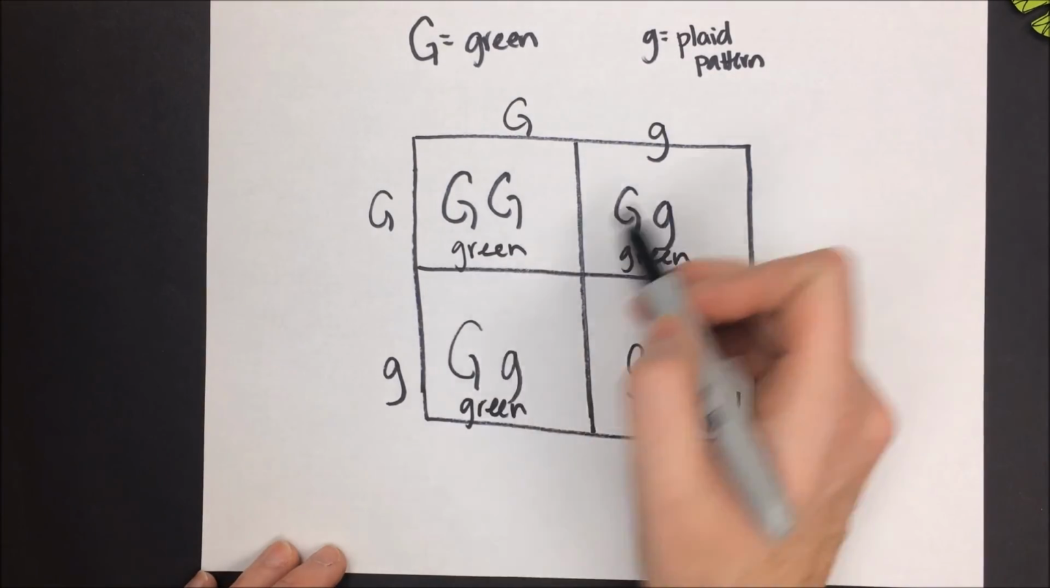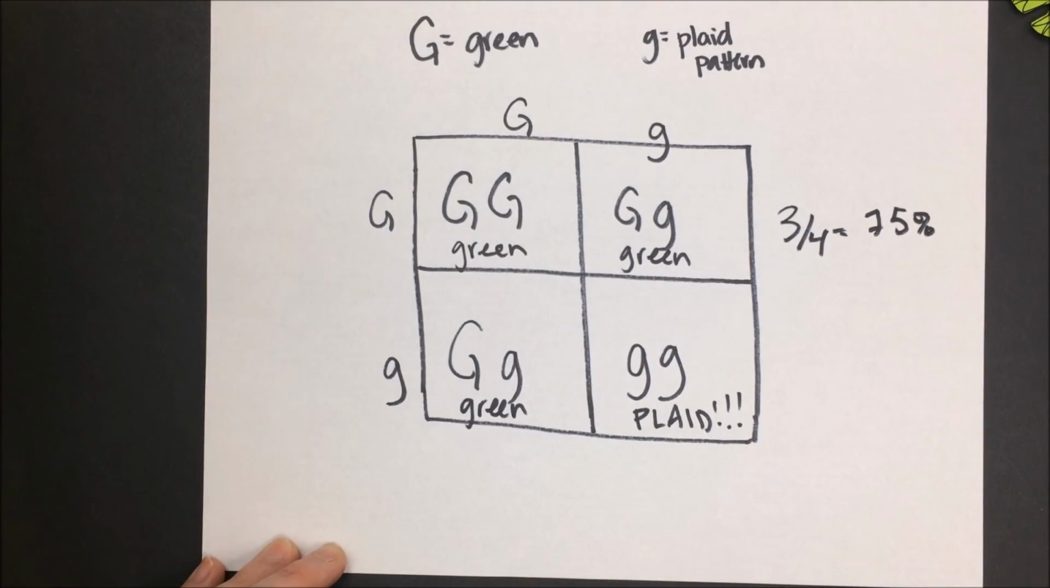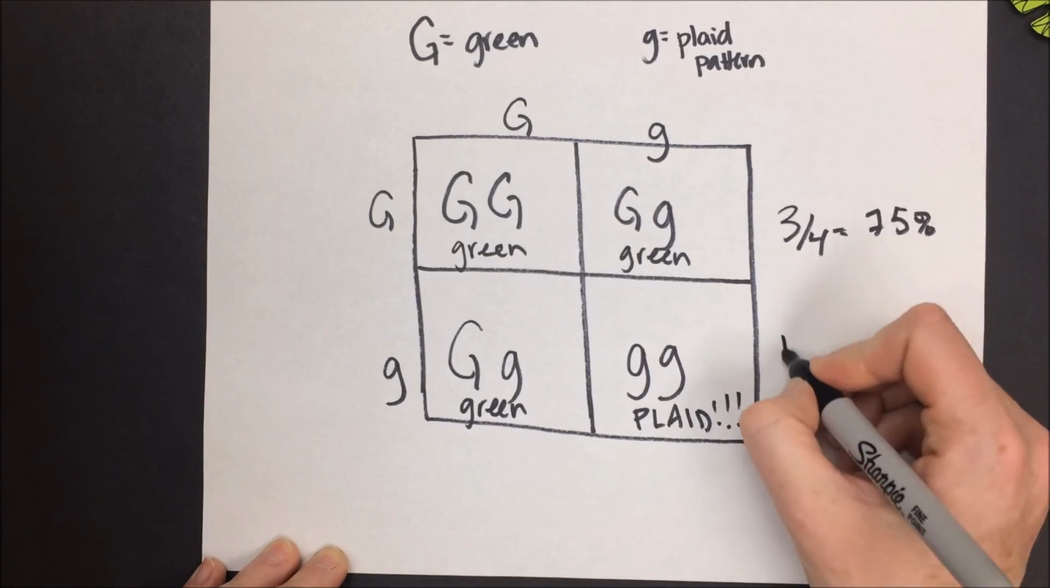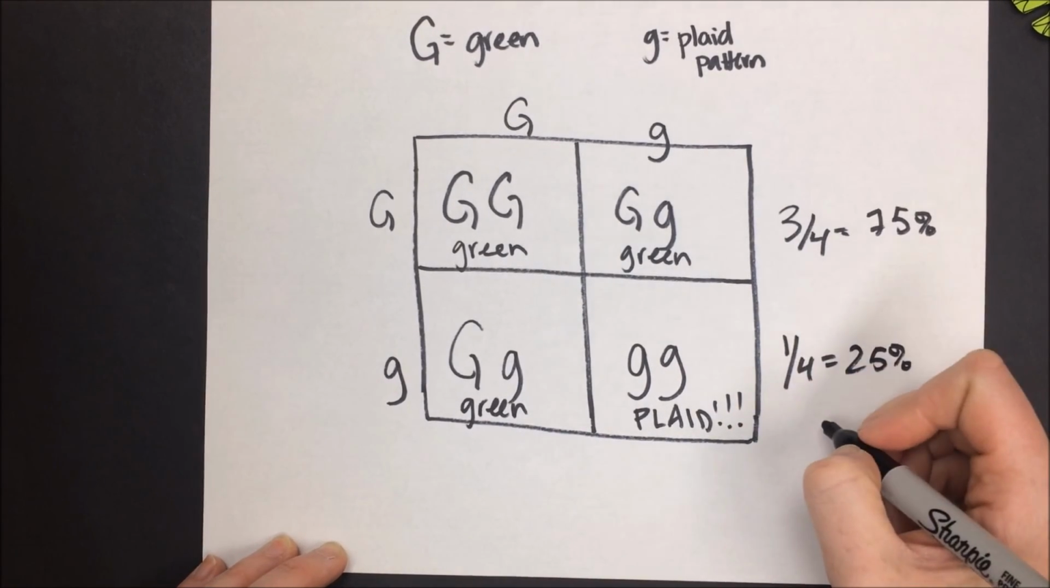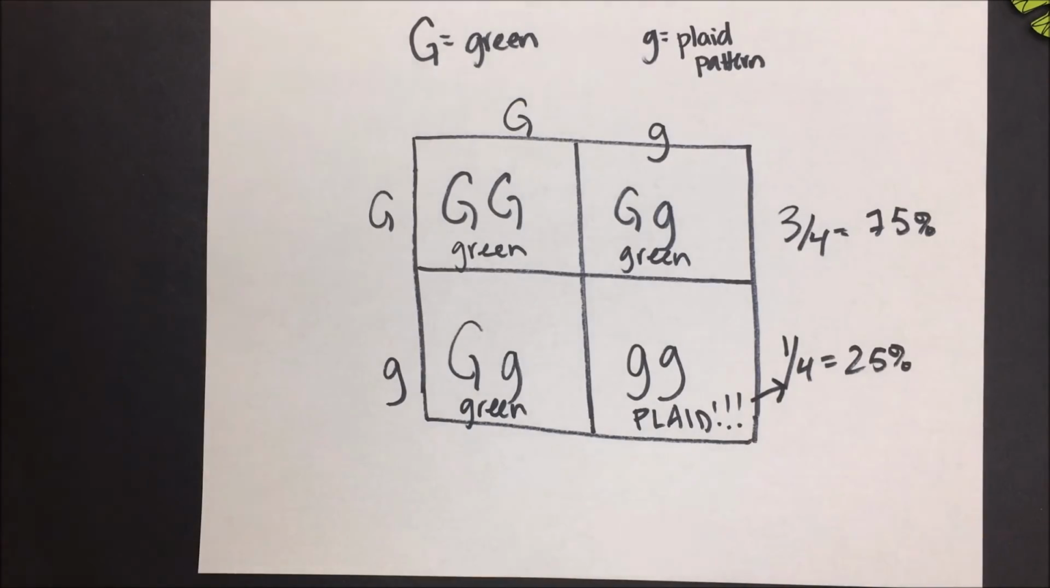we see that there is a 1, 2, 3. 3 out of 4 are 75% chance of the offspring inheriting the green skin phenotype, and a 1 out of 4, or 25% chance of having the plaid phenotype. The babies might look something like this.